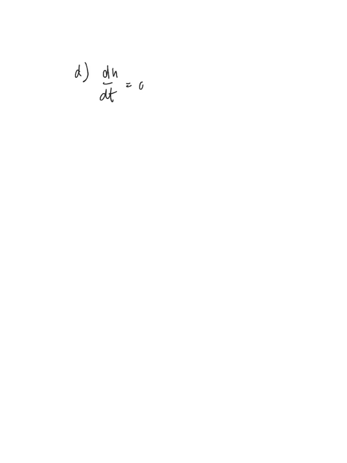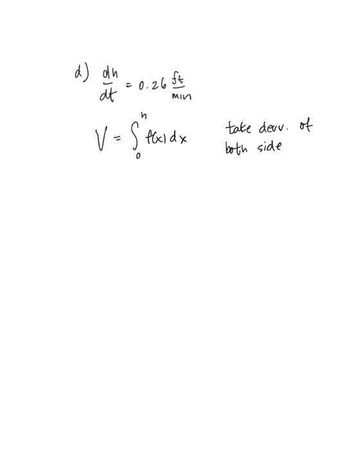All right, part D happens to be a related rates problem. We know the change in height with respect to time is 0.26 feet per minute. That's given. We know the volume from part C is the integral from 0 to h of f of x dx. You want the rate at which the volume of water is changing. So we're going to take the derivative of both sides.